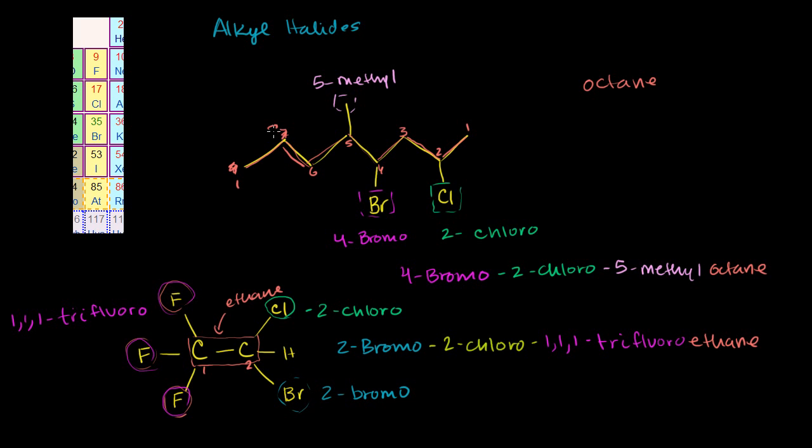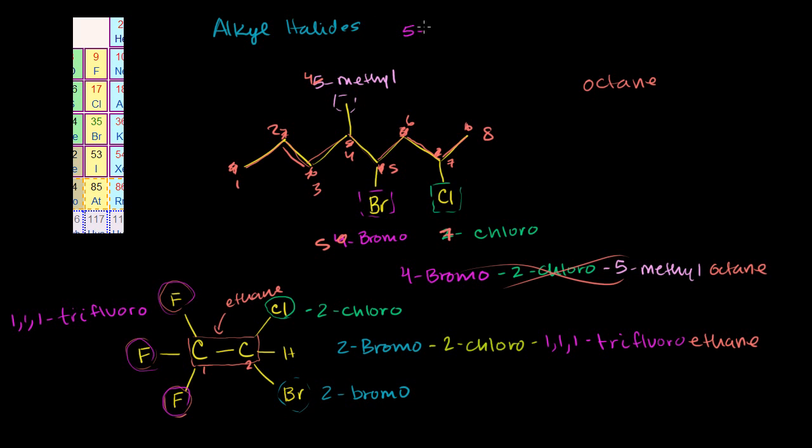So in this situation, the chain will start at the end closest to the double bond. This is 1, 2, 3, 4, 5, 6, 7, 8. So now this becomes 7-chloro. This will be 5-bromo. This is 4-methyl. And this compound over here, it will no longer be this thing over here because I've added this double bond. It will now be going in alphabetical order.